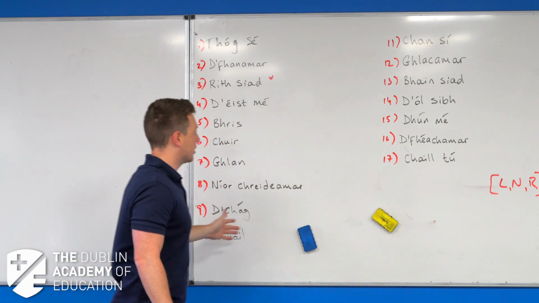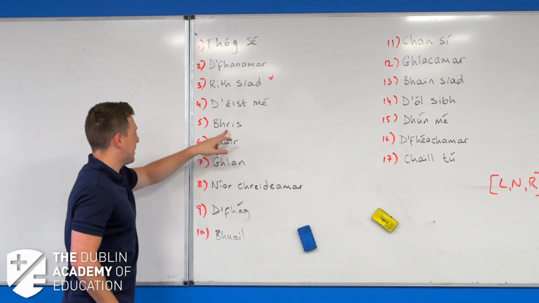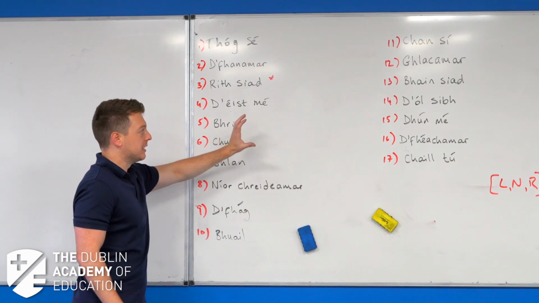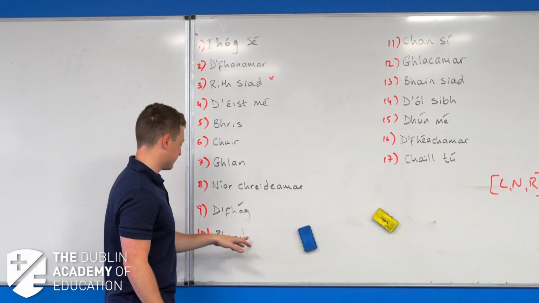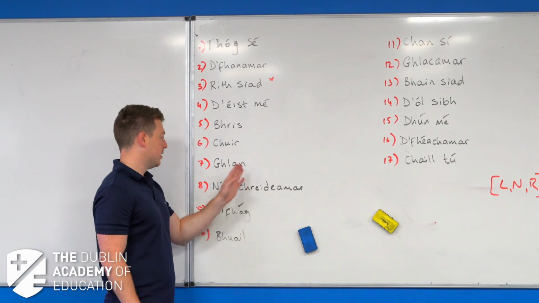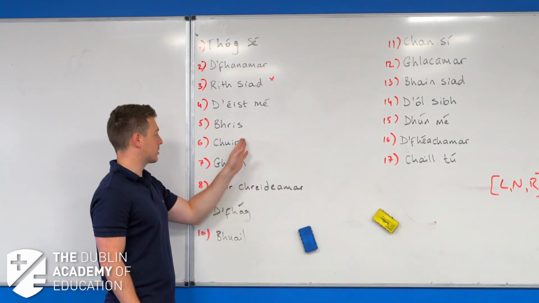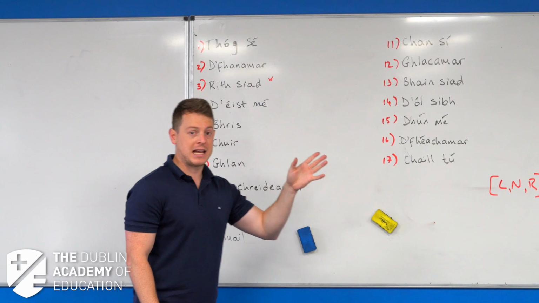There's your answers all the way down. I didn't put in the name of people when it's in the column just to save time. But you notice that unless it's a mé, I always put the person in. Bhuail Tomás it was here. Ghlan Mammy, I think, or Ghlan Daddy it was. Cuir Daddy it was there. I just didn't put the names in.